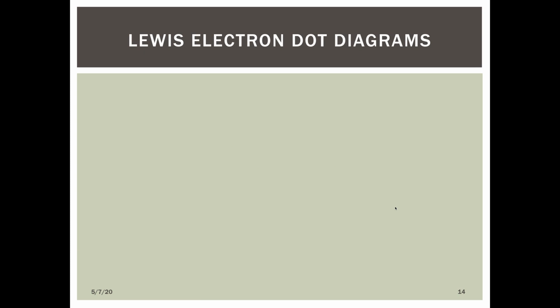Okay, Lewis electron dot diagrams. These dot diagrams are going to be extremely useful to you in explaining how atoms bond together to form molecules, explain the shapes of molecules, and so much more. So this is really what we've taken this whole trip for.